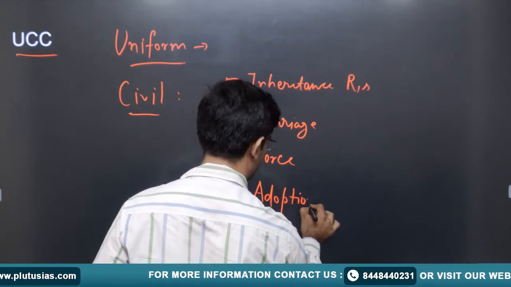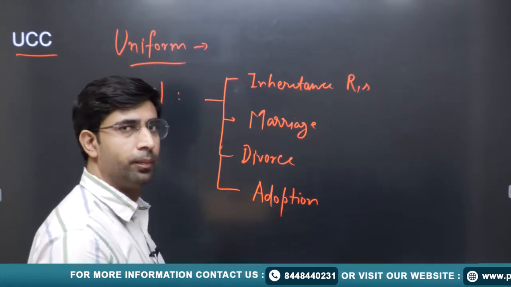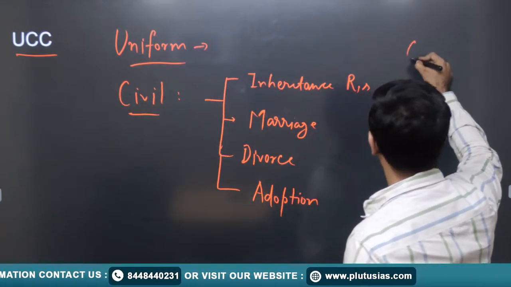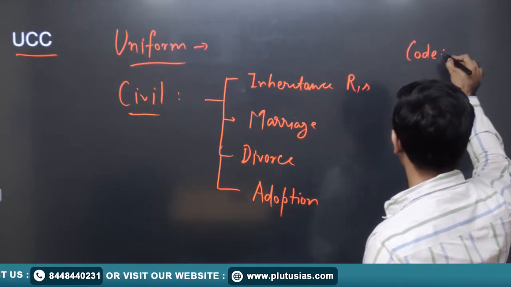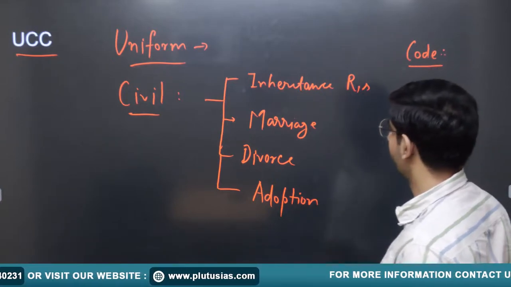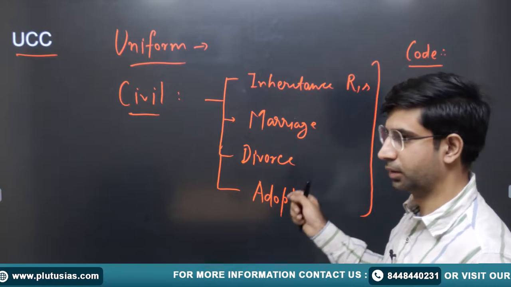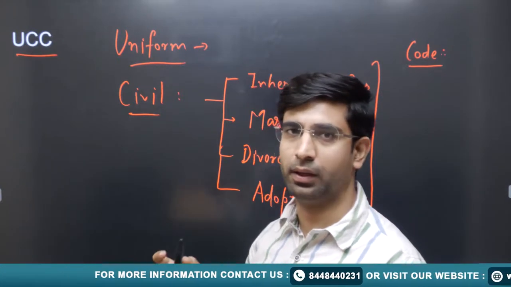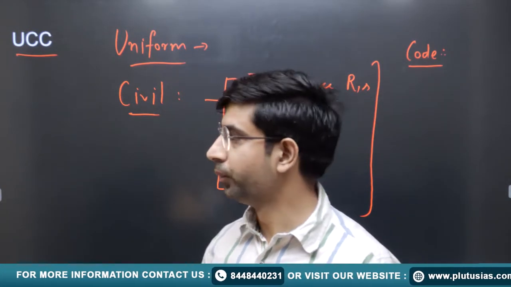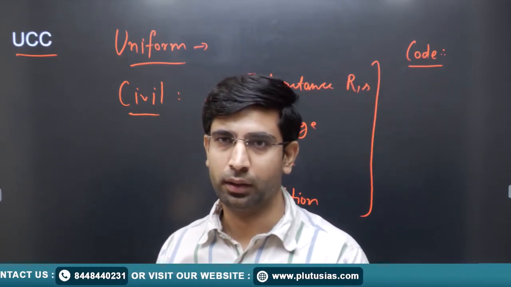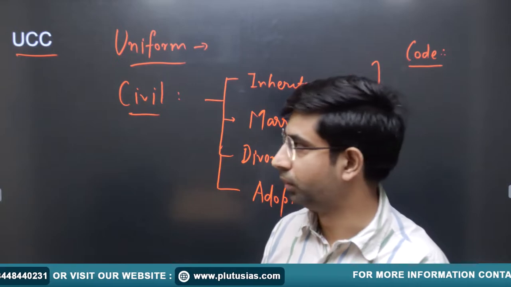This is the meaning of civil in the Uniform Civil Code. And what is the meaning of code? Code here means a single set of law. What will it be containing? All these legislations will be compiled into a single code, which will be applicable to all the citizens irrespective of the religion. Then we call this Uniform Civil Code.